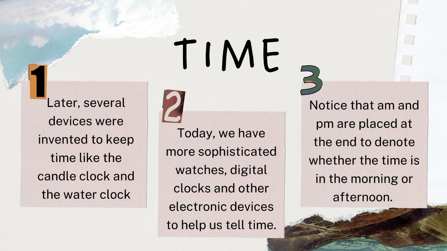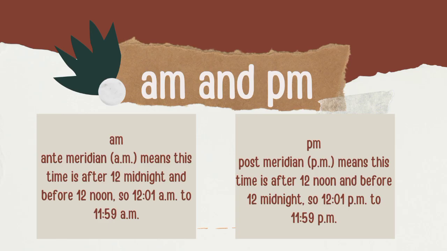Then, notice that AM and PM are placed at the end to denote whether the time is in the morning or afternoon. So, ano nga ba ang kaibahan ng AM sa PM? So, AM or antemeridian means this time is after 12 midnight and before 12 noon. So, 12:01 AM to 11:59 AM. So, gabi, pagkatapos ng gabi and before mag-noon.